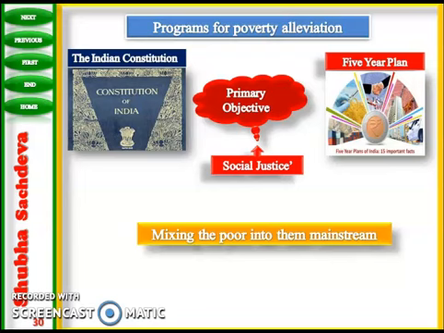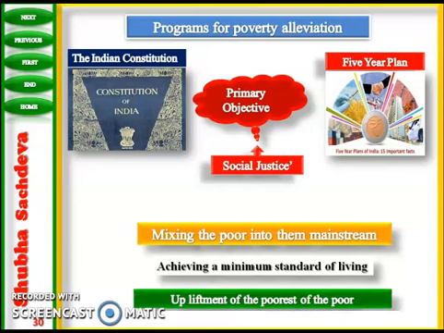Social justice, to bring the very poor into the poor category and the poor to the non-poor category. Ultimately, the goal was to improve the standard of living of the people, to eradicate poverty. That means social justice was the primary objective, mixing the poor into the mainstream. Mainstream means the non-poor, achieving a minimum level of standard of living, and upliftment of the poorest of the poor. Whoever is poorer than poor, we uplift them too, so that at least we bring them above the poverty line, so that poverty can be eradicated from our country completely.